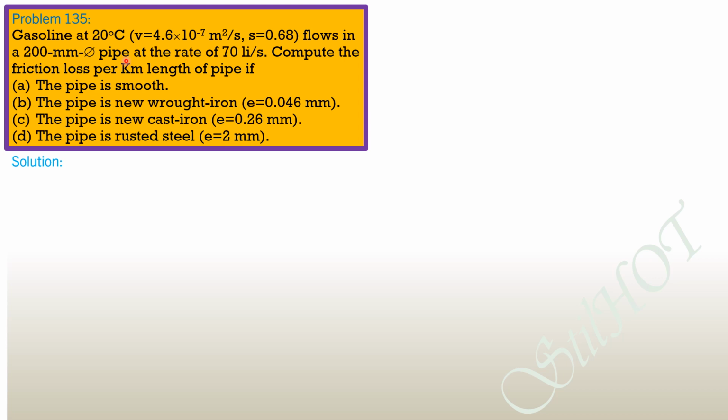So for the solution, head loss by Darcy-Weisbach formula, FL over diameter, quantity, velocity head, where V can be computed, and the flowing fluid is gasoline, which is less viscous. Therefore, this is definitely turbulent. The flow is turbulent, and if we have pipes with roughness 0.046, 0.26, so definitely it is a transition between smooth and rough. And if we have a rusted steel pipe, which is 2 mm compared to 200 mm diameter, this definitely is considered a rough pipe.